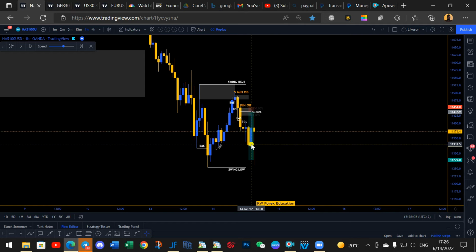You only do this after this candle is closed, so you can do it anytime between 15 hours and 15:30, before the New York session opens. So you draw your line. If price is above here, that means you're supposed to look for sells. If price is below here, you're supposed to look for buys.